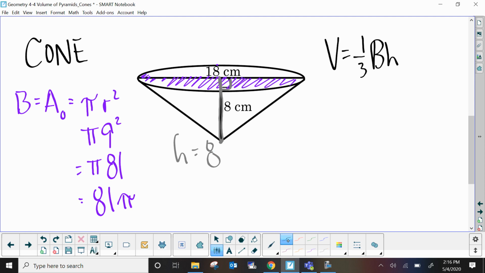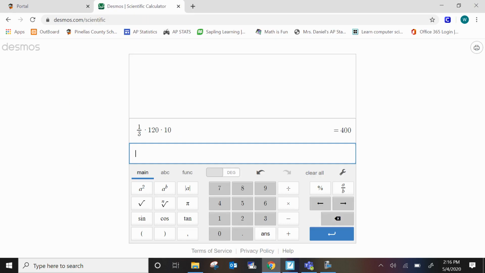All right, the formula is 1/3 capital B H. So 1/3, we just found the capital B, the area of the base, to be 81 pi. And we know that the height of this cone is 8. So I'm going to go back to my calculator. This time I am not going to use the pi, because I want to leave pi in my answer.